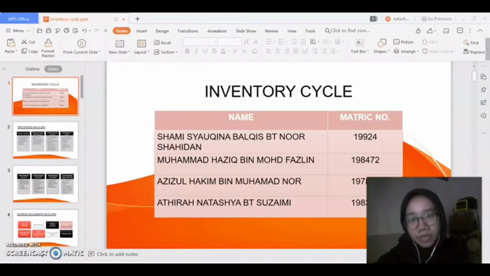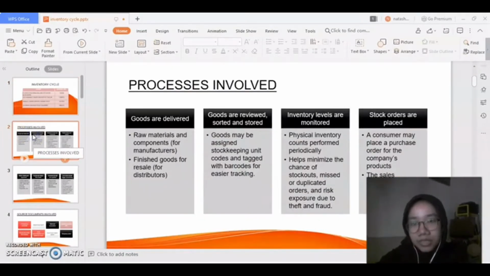Okay, so I'll be explaining about the inventory cycle. In the process involved, the goods are delivered: raw materials and components for the manufacturer, finished goods for resale. Goods are also reviewed, sorted and stored. Goods may be assigned stock keeping unit codes.